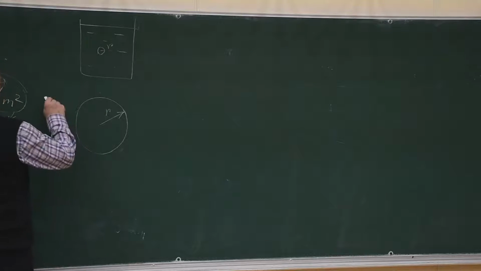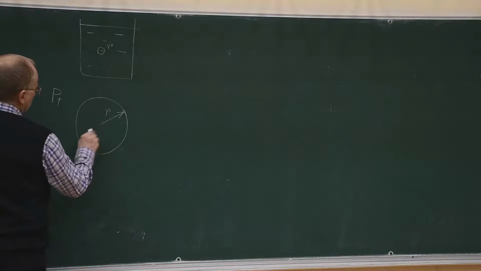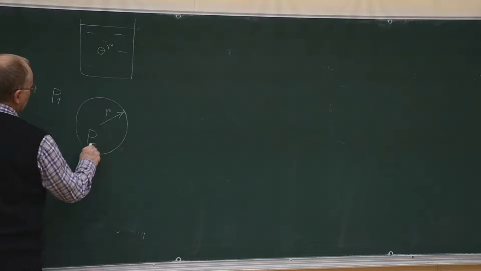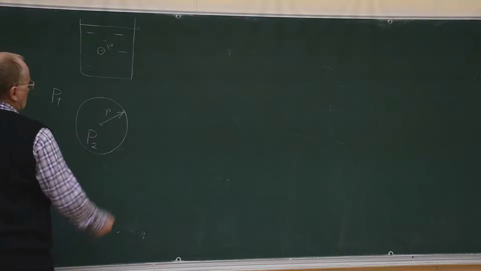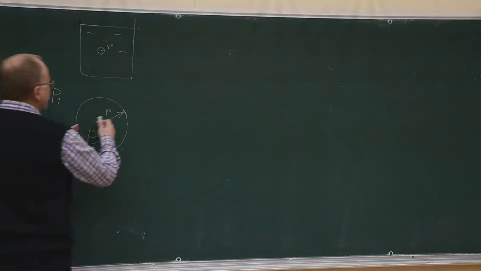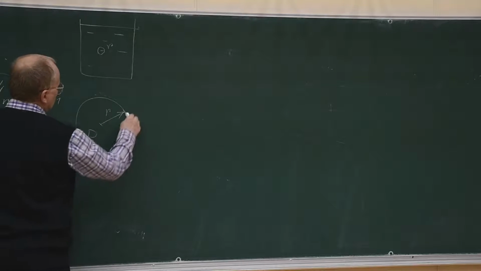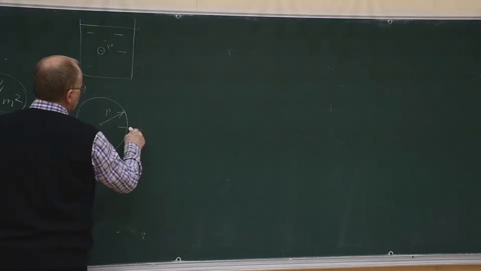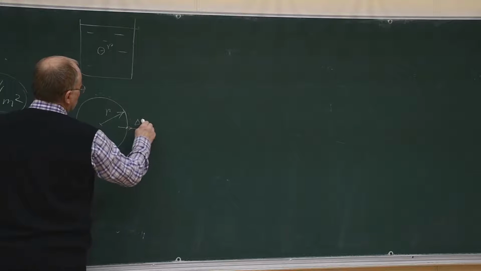There is some pressure outside the bubble, let it be P1, and there is some pressure of gas inside the bubble, let it be P2. And suppose the radius of the bubble is slightly increased. So we move the surface of the bubble and slightly increase the radius. We increase the radius by this amount, delta R.